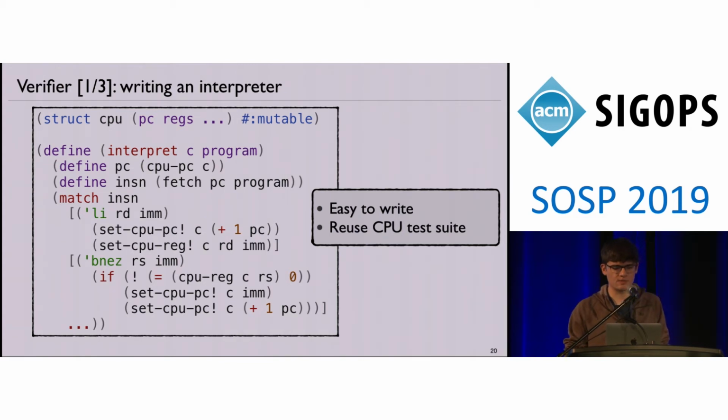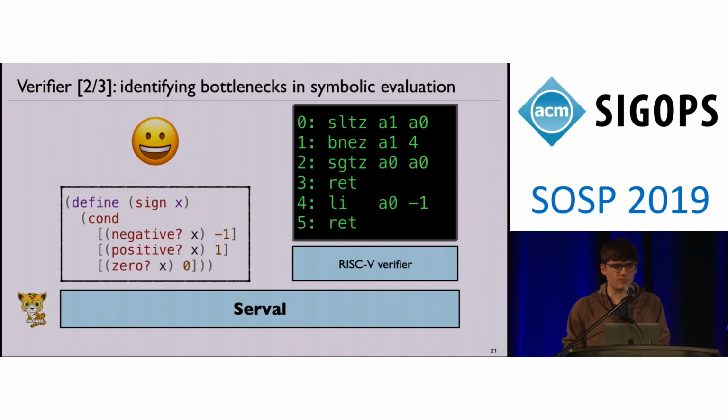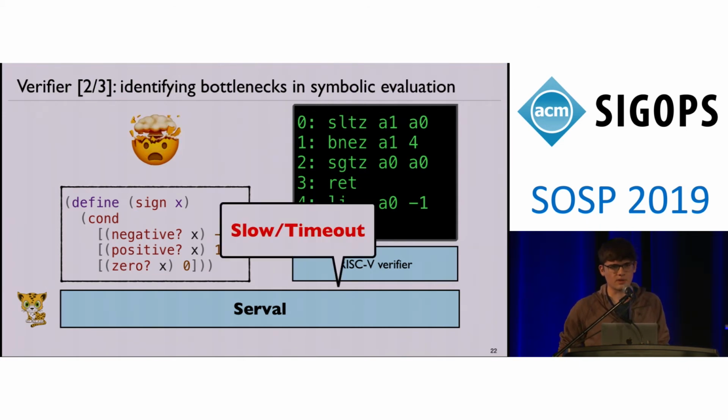So, now that we've seen what the verifier looks like, let's go back to the example of the developer trying to prove the sign function. So, with the verifier in hand, the developer now can ask Serval if this implementation of the sign function correctly satisfies the specification. If everything works, then the developer is happy, and they've proven that this code is correct. However, oftentimes with automated verification techniques, verification can be slow or can even time out. And this process can be very frustrating for the developer, as it might be difficult for the developer to understand why this timeout is occurring.